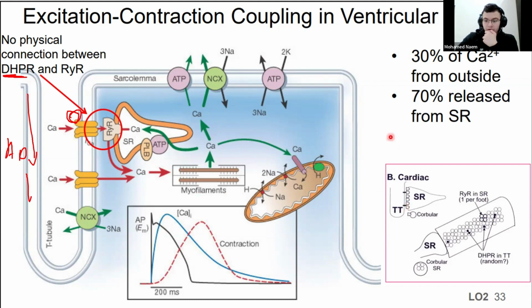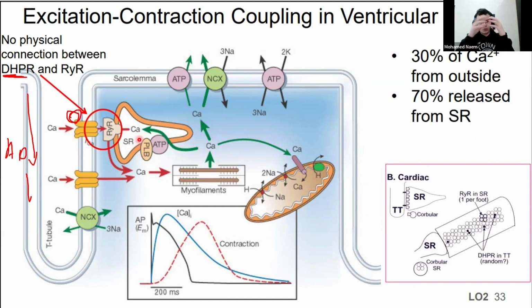It is clear. But there is one thing you also need to know that is very, very crucial. From the T-tubule, from the L-type channels that are related to the DHP receptor, we get 30% of the calcium. So of all the calcium we have in the cytoplasm for the contraction to happen, 30% is from the DHPR, so basically from the T-tubule, from outside the cell. 70% of the calcium is from the sarcoplasmic reticulum.